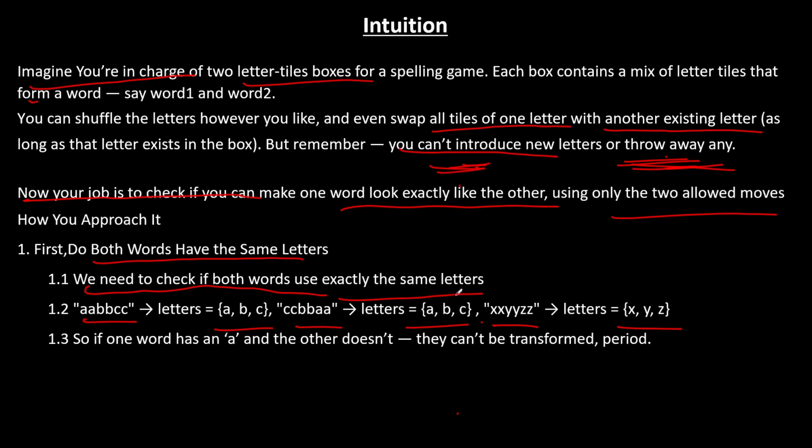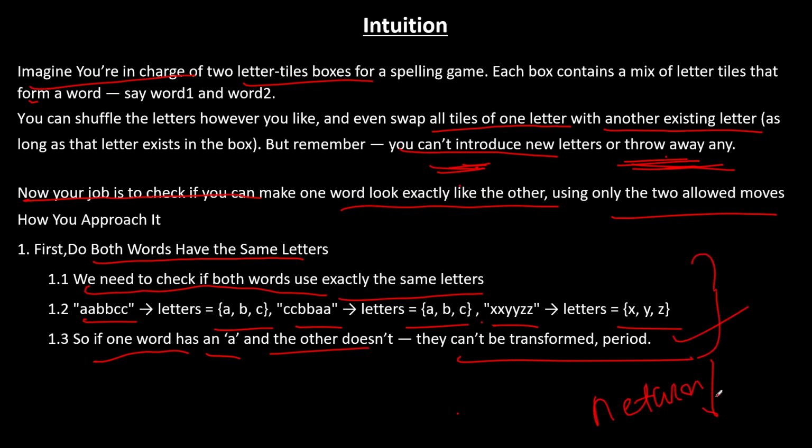So it's impossible to convert XYZ to ABC, right? Because you cannot add or remove characters from it. So if one word has A and the other doesn't, they cannot be transformed, period. Which means we will return just false. So from our intuition, we were able to figure out two things.